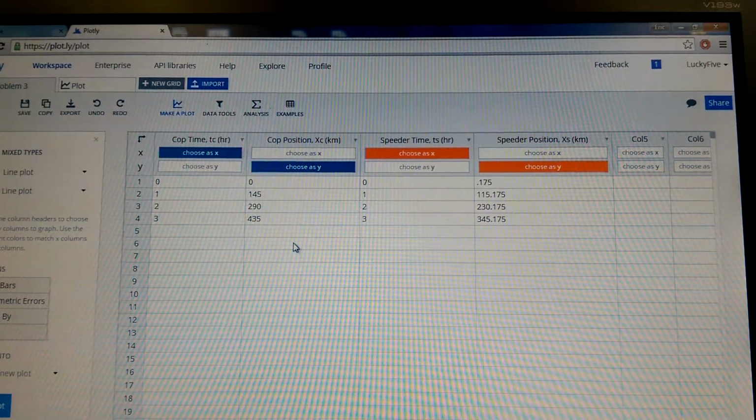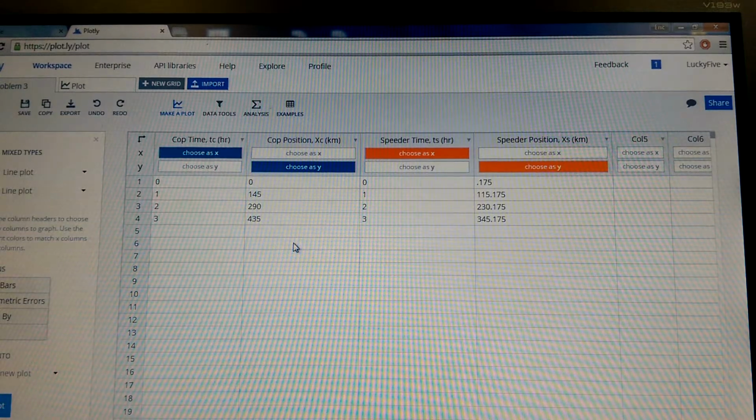So given the problem, I know a couple of things. I know each of the car's velocity, and I can actually make a position time graph based on those velocities, because after all, velocity is nothing but the slope of a position time graph.